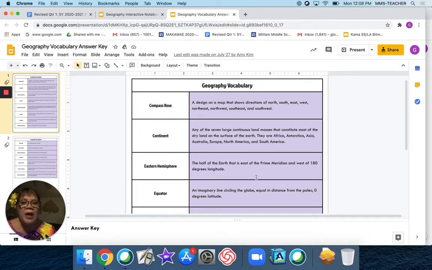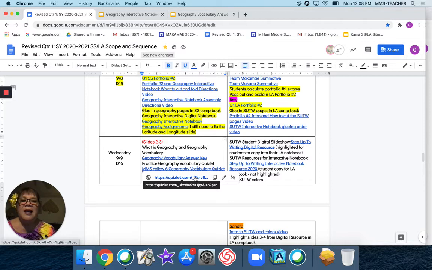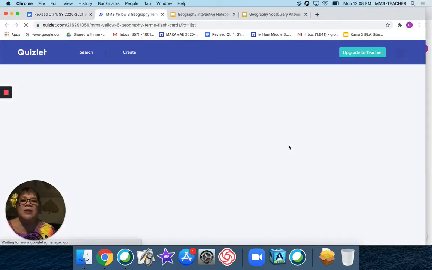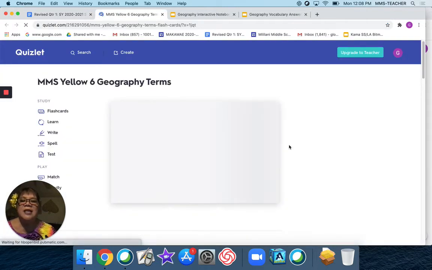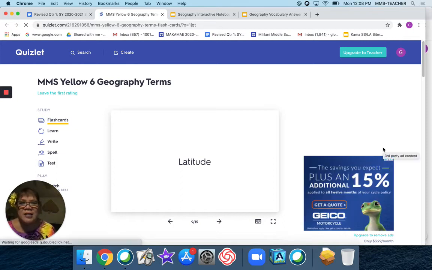Now, once you finish copying your notes into these purple boxes, then you will have an opportunity to do a vocabulary Quizlet. The vocabulary Quizlet will look just like this. You're going to click on it. With the Quizlet, it'll give you an opportunity to study the words, to get to know it, to digest it, to eventually memorize it.